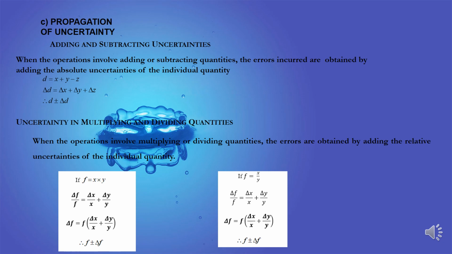The same pattern will be used when it involves division, that is when f equals x over y. So you will use this concept when you want to find the uncertainty of density when you do part B in experiment 1.